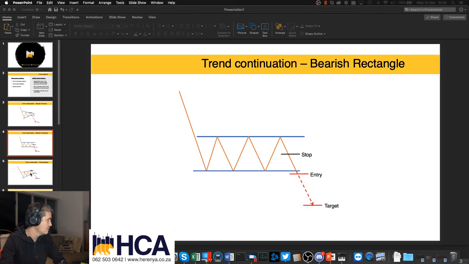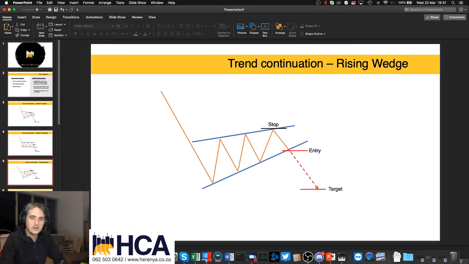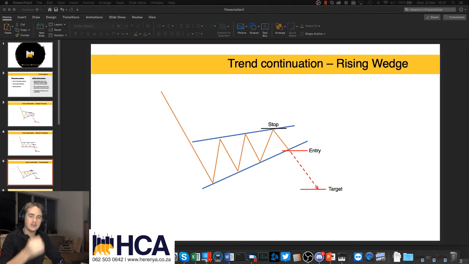All right, moving on. Then another trend continuation is a rising wedge. So we're starting with all the bearish trend continuations. I wonder if I'm bearish or not. In any case, a trend continuation here is a rising wedge.